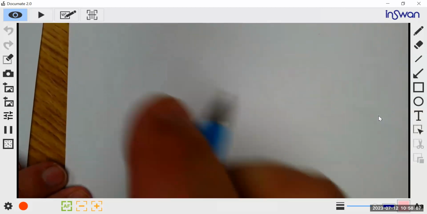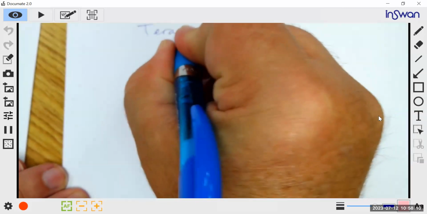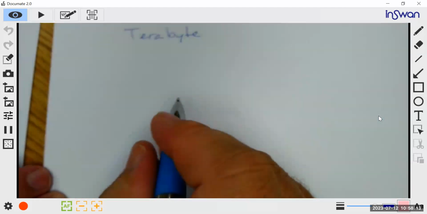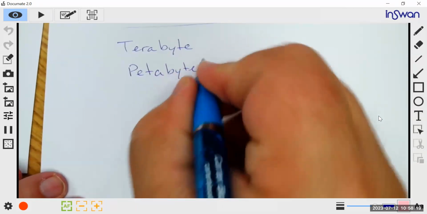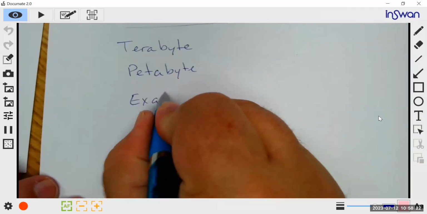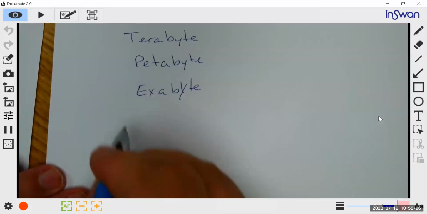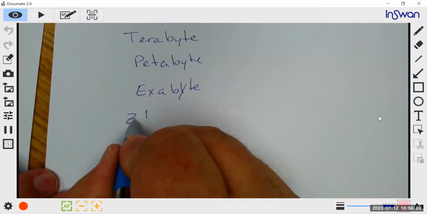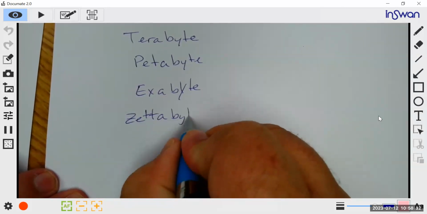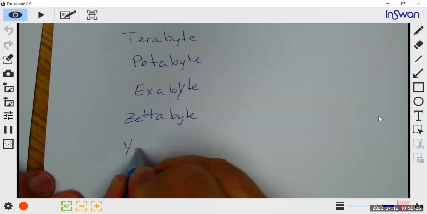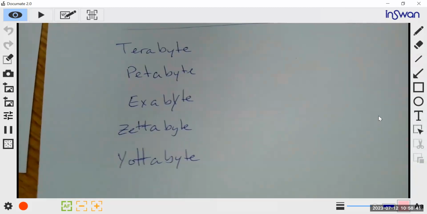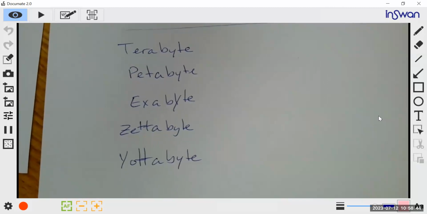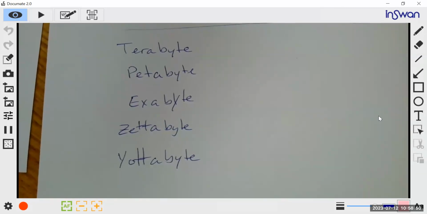Let's look at some words here. Terabyte. Petabyte. Exabyte, zettabyte, and last one, yottabyte. These are huge.